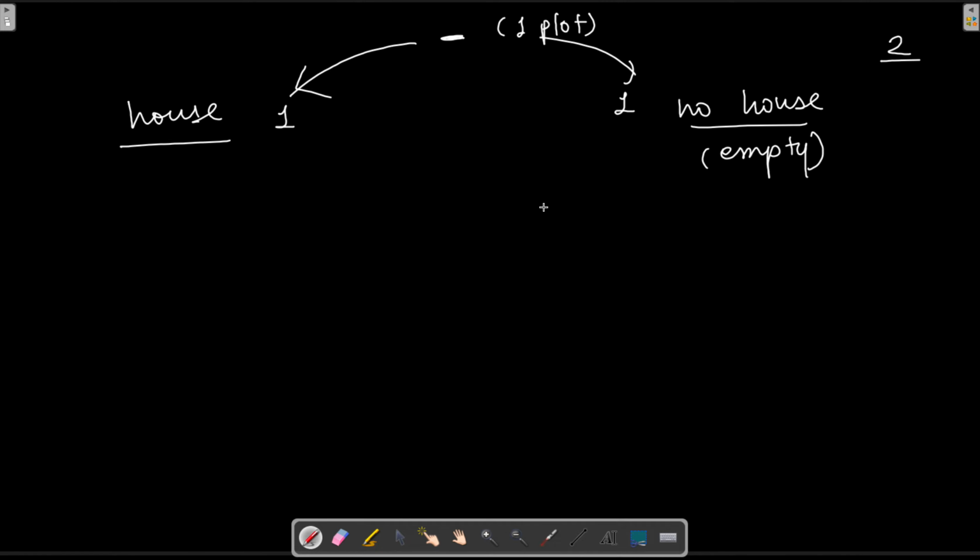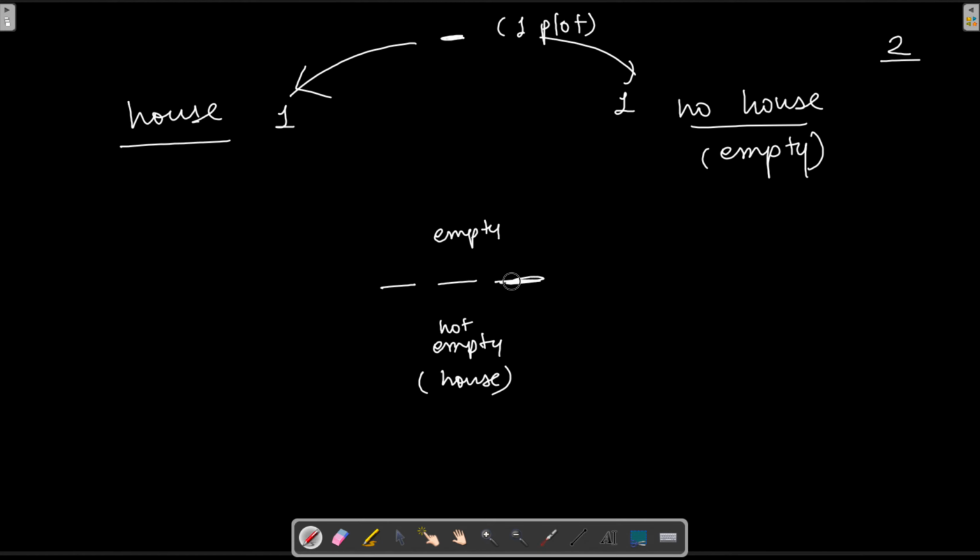Let's take an example where we have not one plot, but we have 3 plots. And let's assume that we already know the answer for the second plot. And what do we know about this? We know the number of ways that this remains empty. And we know the number of ways that this remains not empty. So not empty, or I can also call it house case.